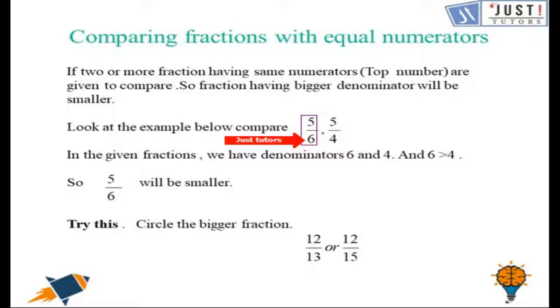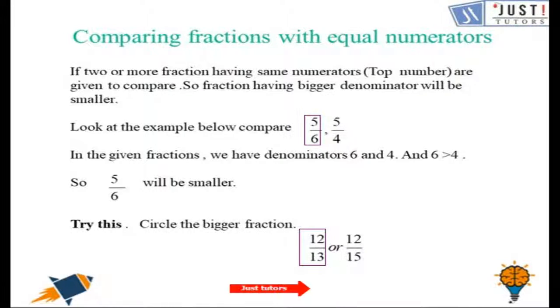Let's try a quick question here. 12 over 13 and 12 over 15. Which fraction has the bigger denominator? That's 12 over 15, so that's the smaller fraction, and the bigger one is 12 over 13.